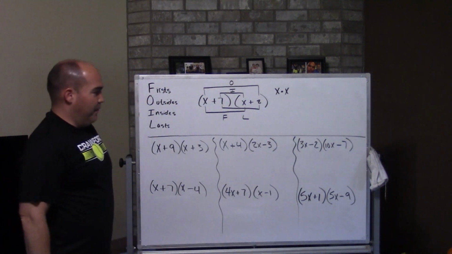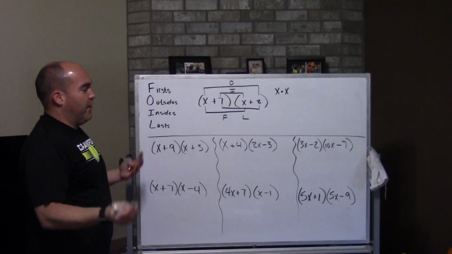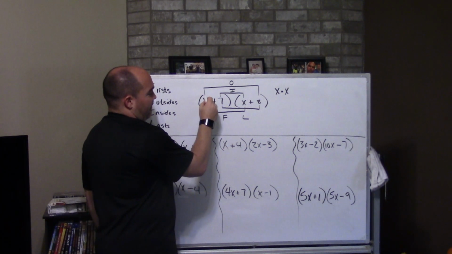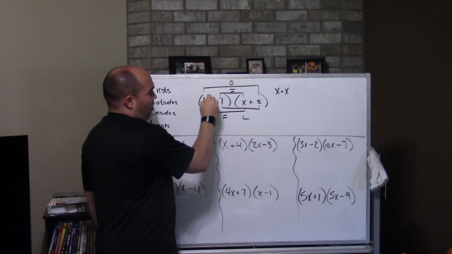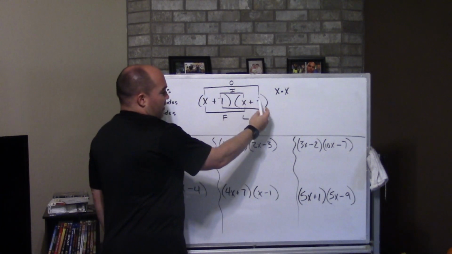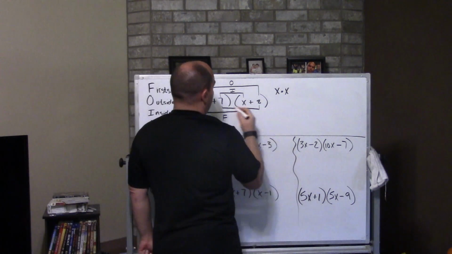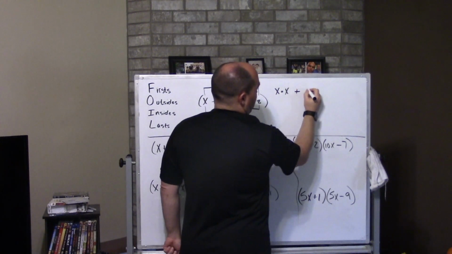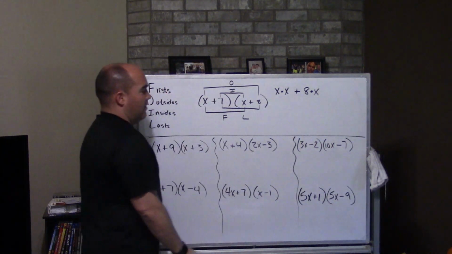Okay. Then I'm going to take the two outside terms. So the two terms that are the furthest to the outside. So the x at the very beginning, it's the first term, but it's the outside of this first binomial, and go all the way over here to the 8, because that is the outside term of the second binomial. So I have an x and I have a positive 8, so I'm going to put a plus there, and I'm doing 8 times x.